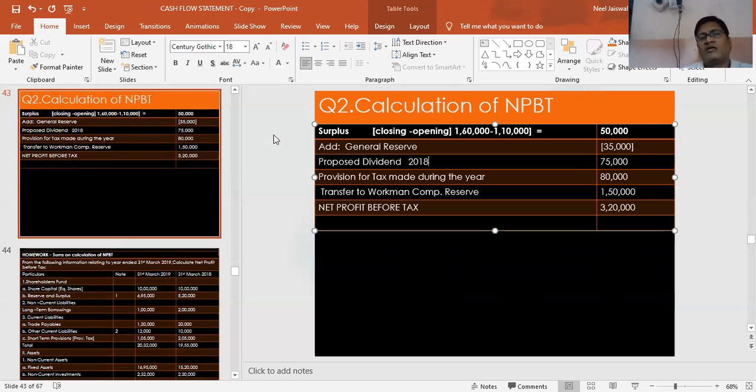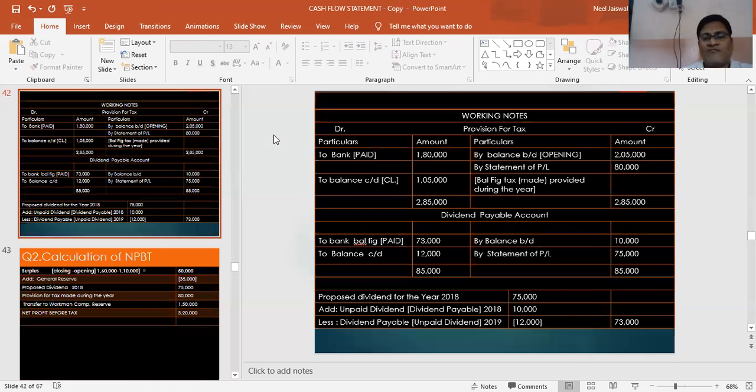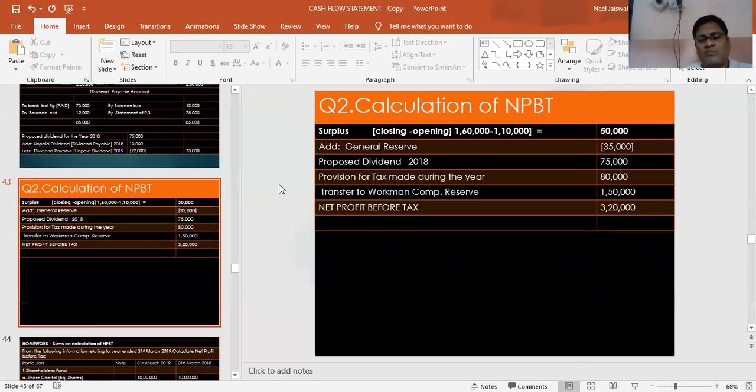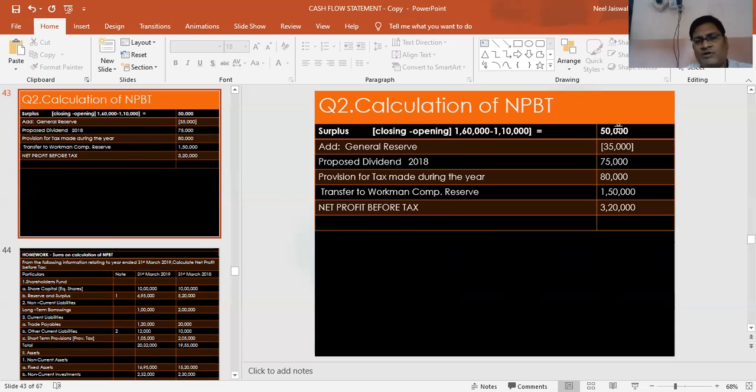Surplus. How have we got surplus? Closing balance minus opening balance. You see our closing balance of surplus in statement of PL, closing balance 1,10,000, opening balance 1,60,000. That means 50,000 actual profit. The statement profit over here, surplus 50,000.